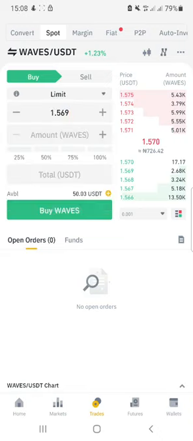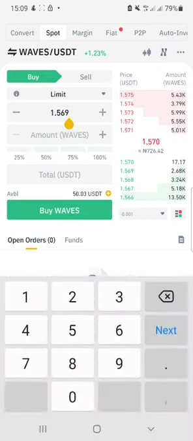Now we go back to here. At what price do we want to buy? Remember, Waves is trading at 1.570. So let's assume that we want to buy it at 1.470.